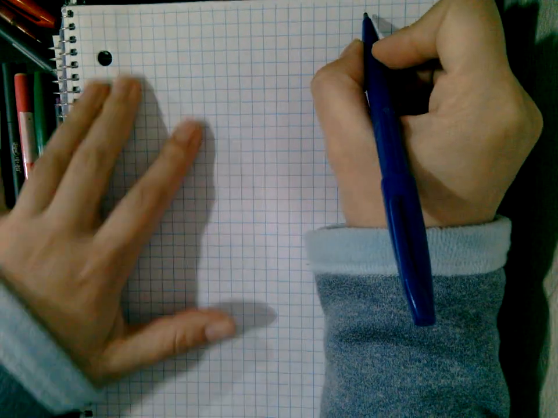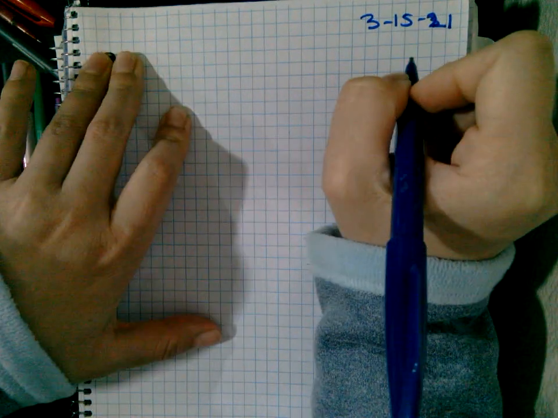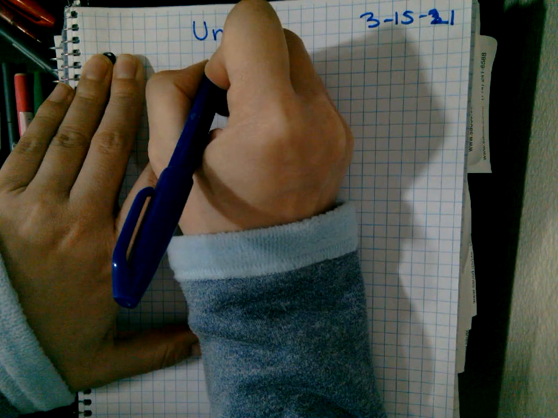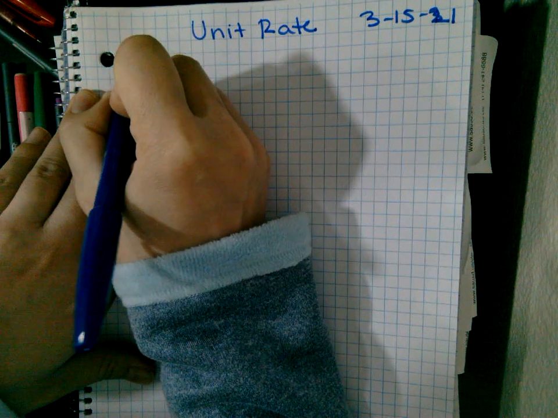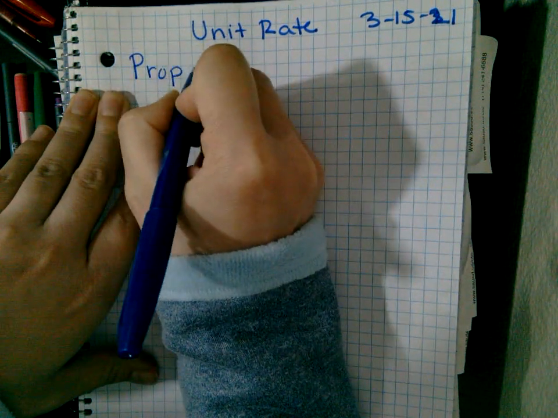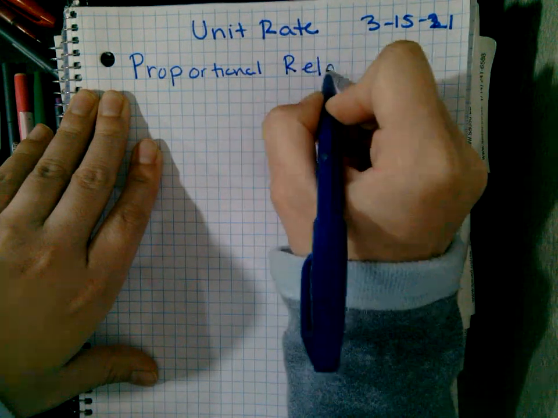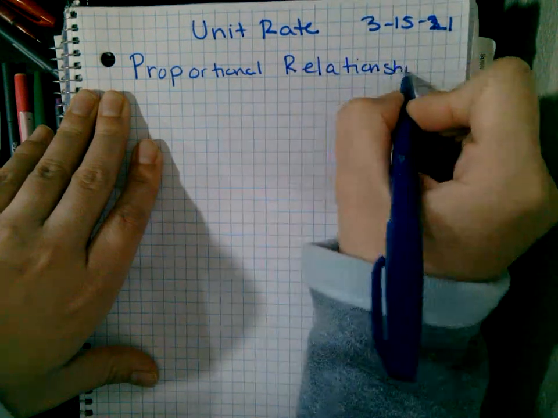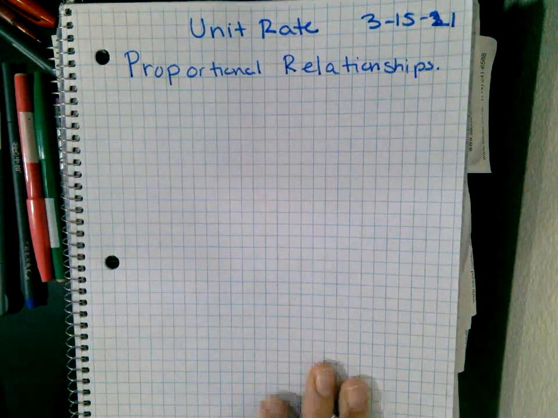Notebooks. Pay attention. Don't do anything else other than writing this down and paying attention. So today's date is 3-15-21. And today we're going to talk about unit rate, which you did in 6th grade. And in 7th grade, it's called proportional relationships. Day 1. Okay, so we're going to talk about unit rate, proportional relationships.